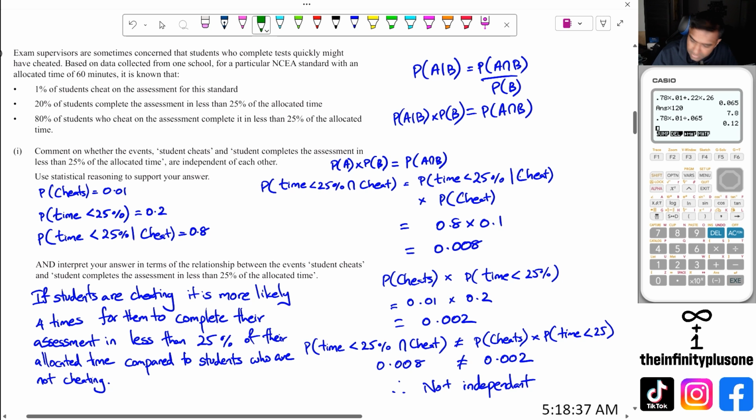So grades wise, what do we got? Correct probabilities calculated for independence argument that could be achieved. So somewhere here could be achieved. Full and correct explanation that shows understanding of non-independence in context.